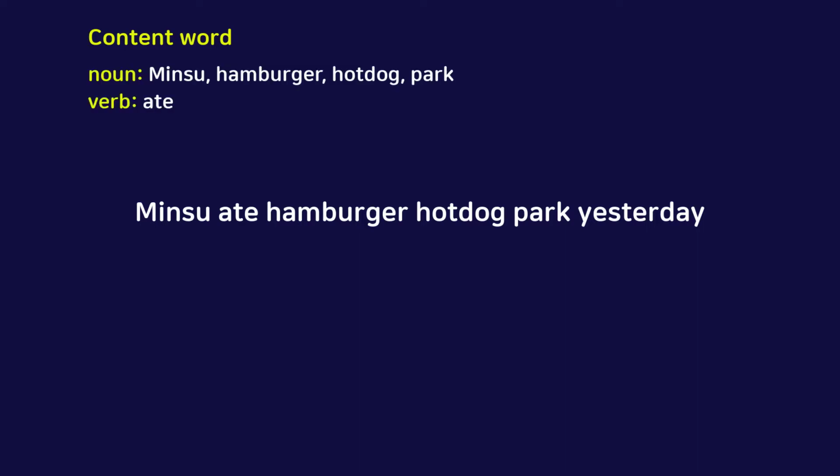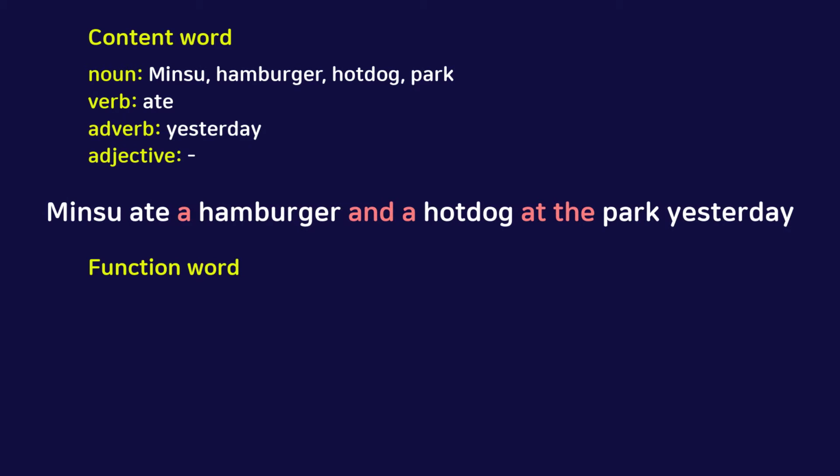Now, we can guess the meaning of the sentence because this sentence already contains all the key words that indicate the meaning. And these keywords that indicate the meaning of the sentence are called content words. Content words include nouns, verbs, adverbs, and also adjectives. On the other hand, the missing words in this sentence are called function words. They're also called grammatical words or structure words. And the missing words in this sentence are articles, a conjunction, and a preposition.